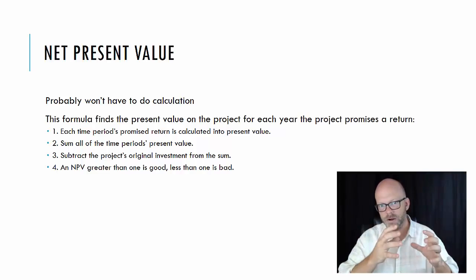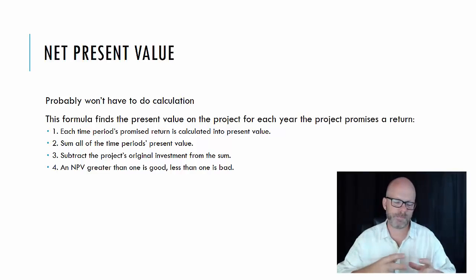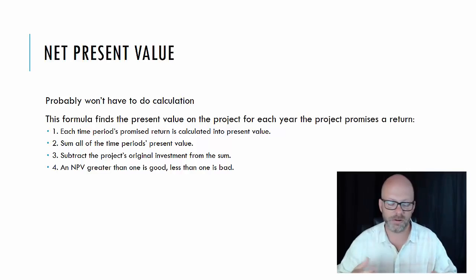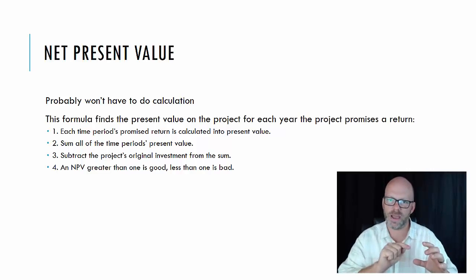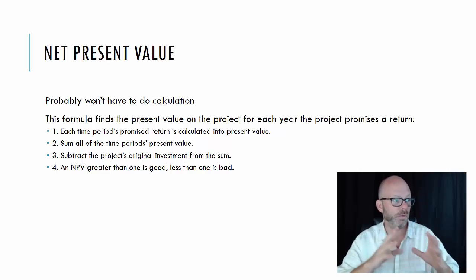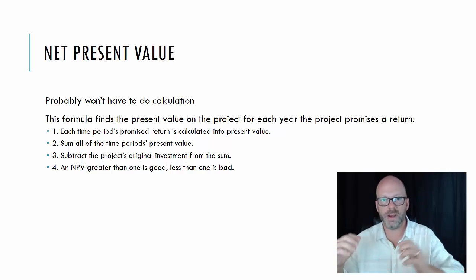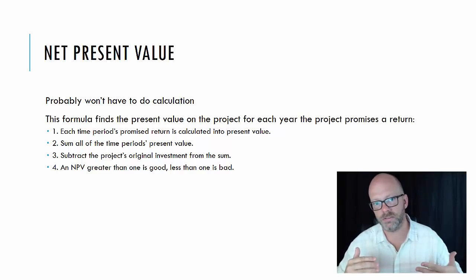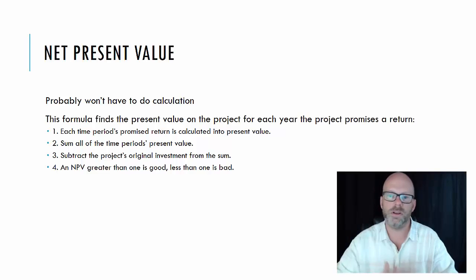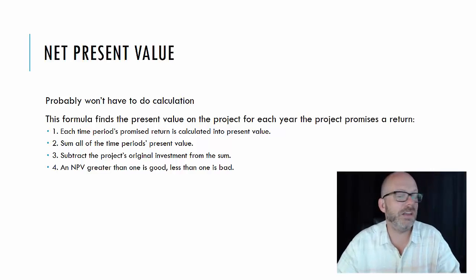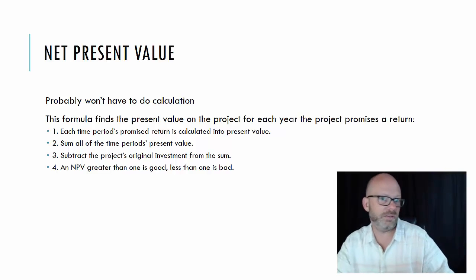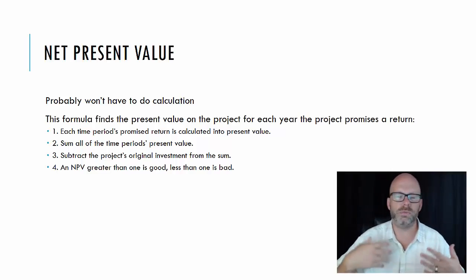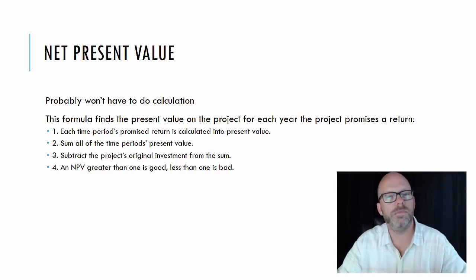For each year where I got a return on investment, or each time period where I received a return on investment, I could find the present value for that time period. So I would find present value for year 1, year 2, and year 3. Then I would sum up the present value, and I would subtract the original investment from the sum of the present value. And basically anything greater than 1 is good and less than 1 is bad. So you probably won't have to do that on your exam, but just be familiar with that idea of net present value.